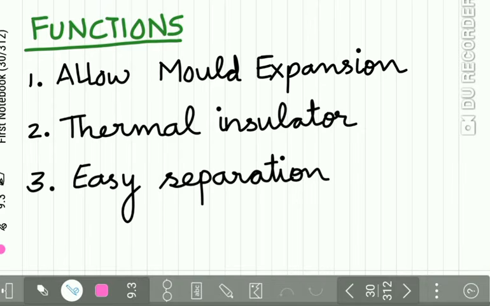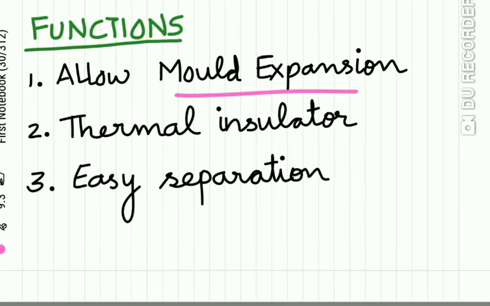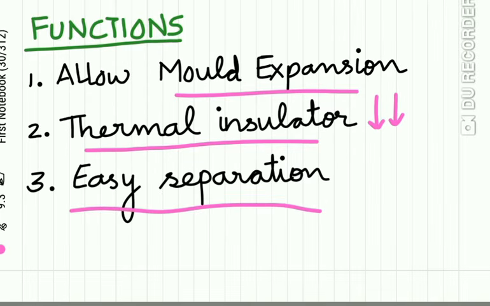Now, what are the functions of the ring liner? The ring liner helps in mold expansion. Also, it is a thermal insulator, so it reduces the heat loss. Also, it acts as a separator between the investment and the ring.